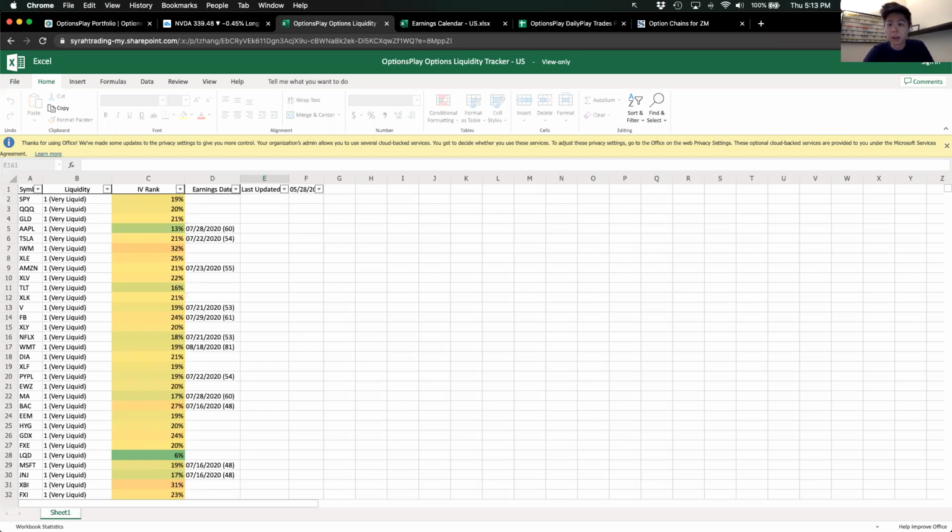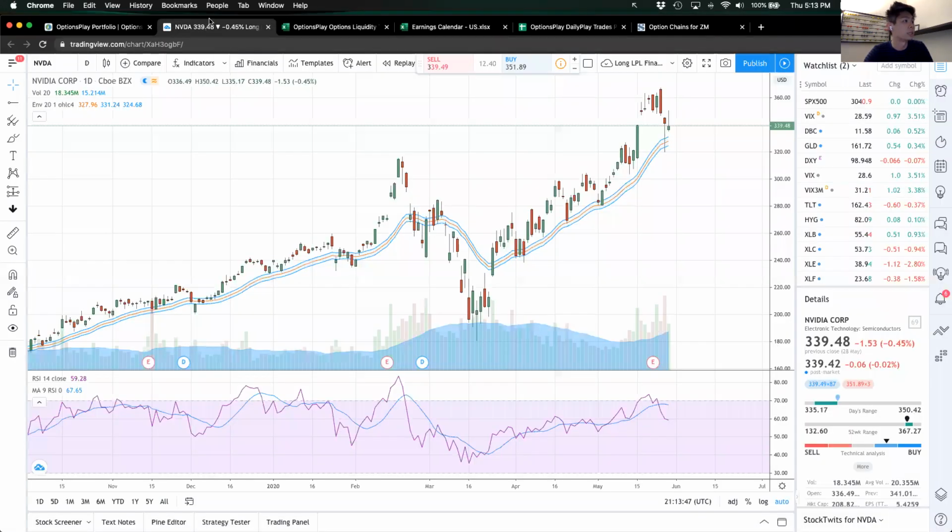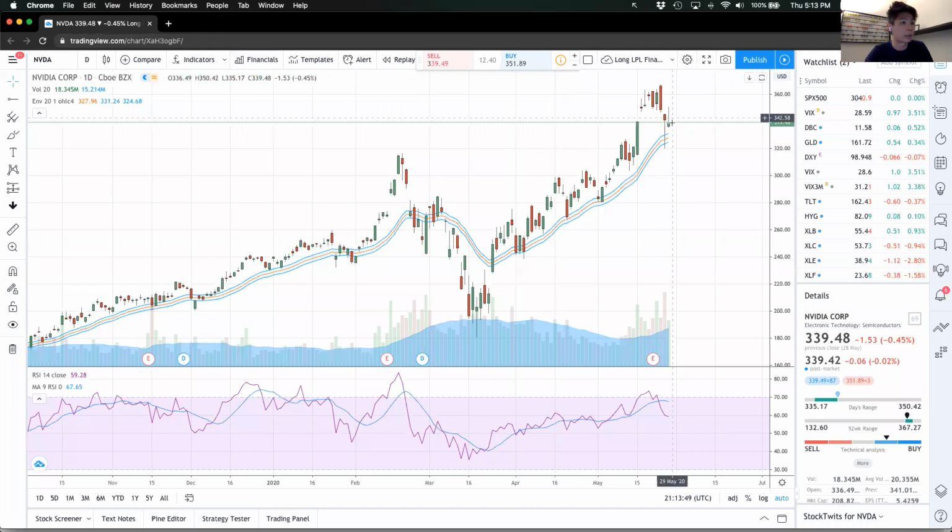Are you using Bollinger Bands or Keltner channels? No, I don't use any of them. I use very simple indicators. I use a 20-period moving average, and I use a 14-period RSI, which I put a 9-period moving average on, but that is it.